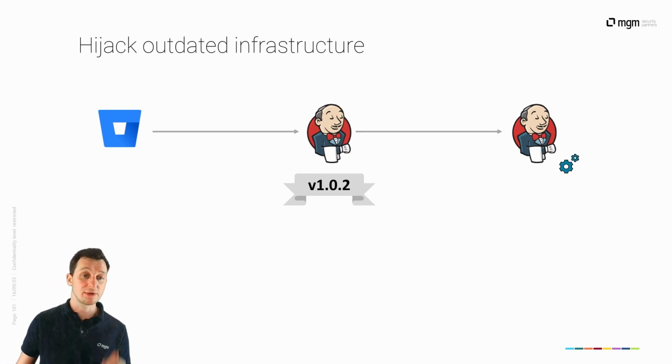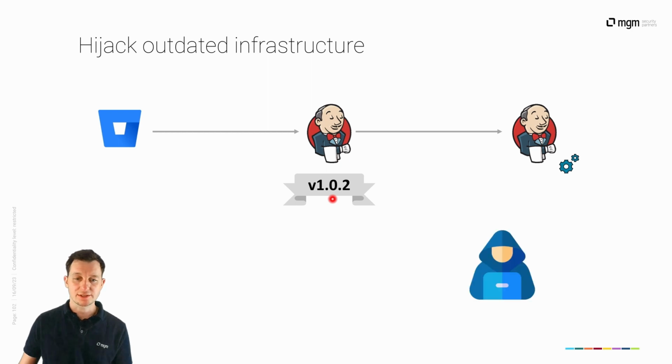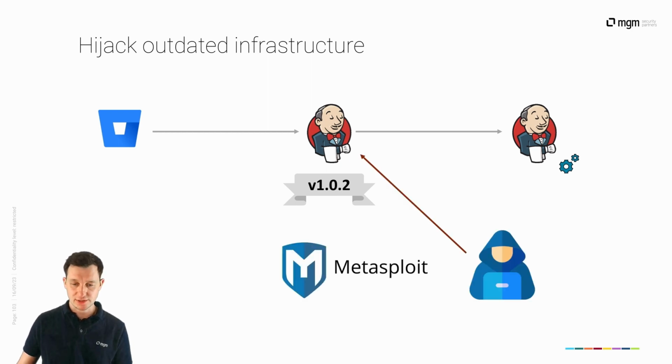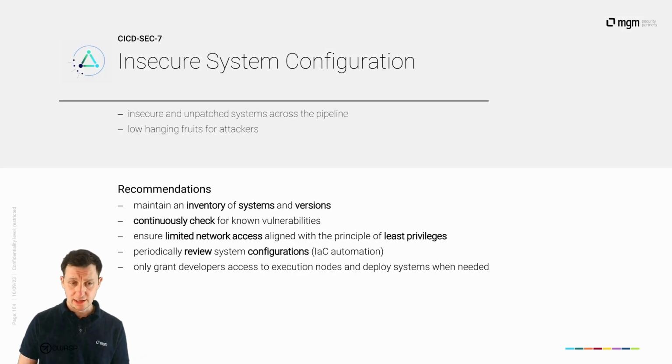The last attack, as far as I recall, is to hijack outdated infrastructure. Let's imagine you have a Jenkins server in a very old version. I'm not completely sure whether this version is vulnerable, but let's assume you have a Jenkins server and a node with a very old Linux system, for example. Then what could an adversary do? Well, you can just run, for example, Metasploit on the server, get access to it, and this would be a problem.